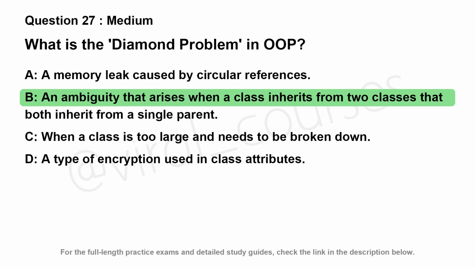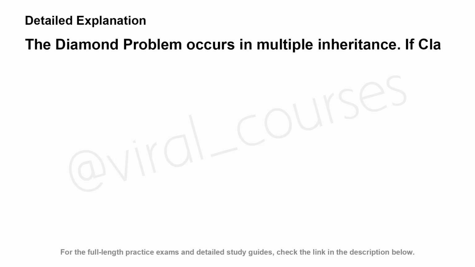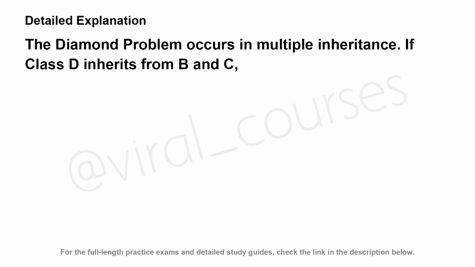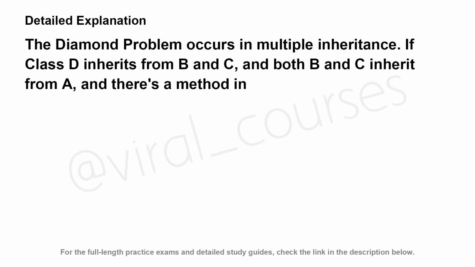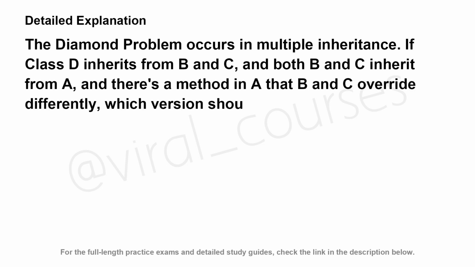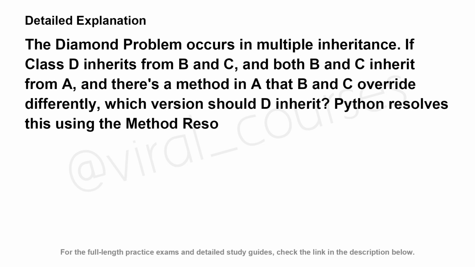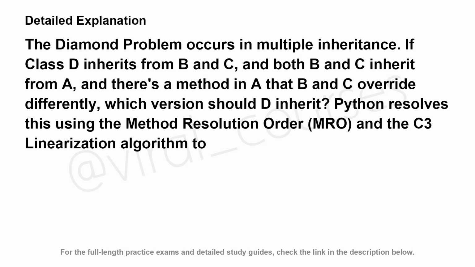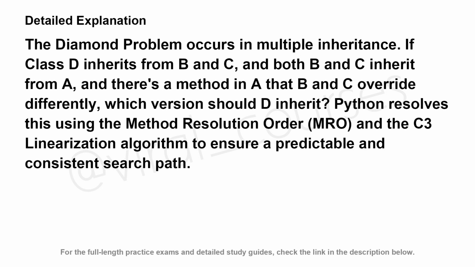The correct answer is B. The diamond problem occurs in multiple inheritance. If class D inherits from B and C, and both B and C inherit from A, and there's a method in A that B and C override differently, which version should D inherit? Python resolves this using the method resolution order, MRO, and the C3 linearization algorithm to ensure a predictable and consistent search path.